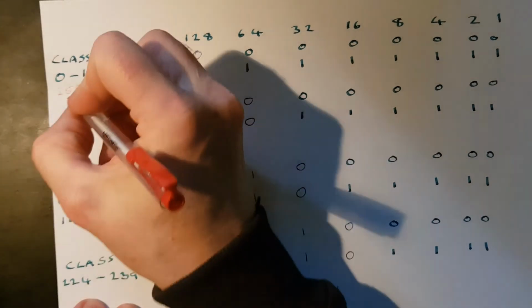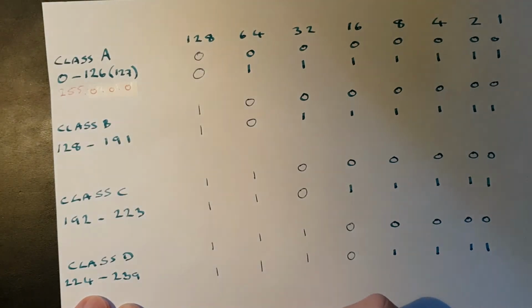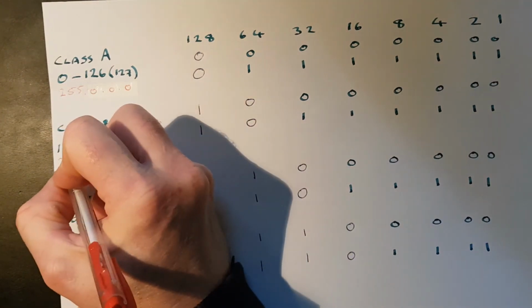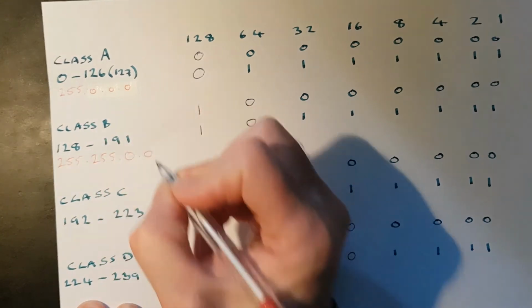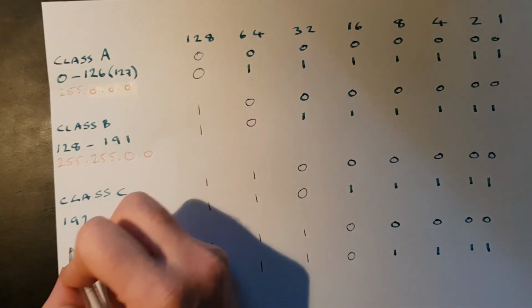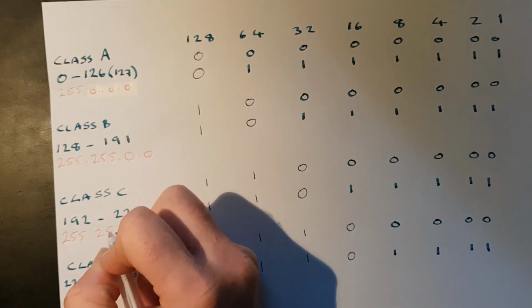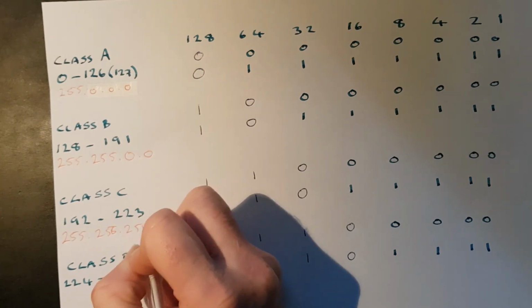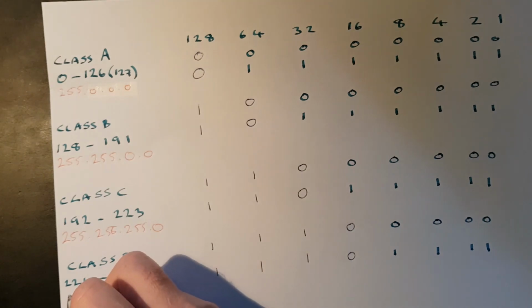So our subnet mask values are 255.0.0.0. So we're effectively masking off the first octet, the first 8 bits of our 32 bits. Our class B is 255.255.0.0, so that's masking off the first 2 octets or first 16 bits of our 32 bits. And our class C is 255.255.255.0, masking off the first 3 octets.